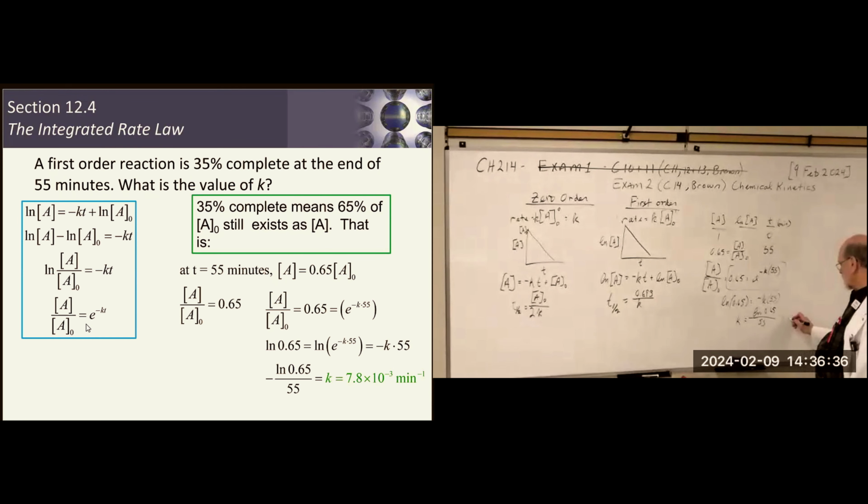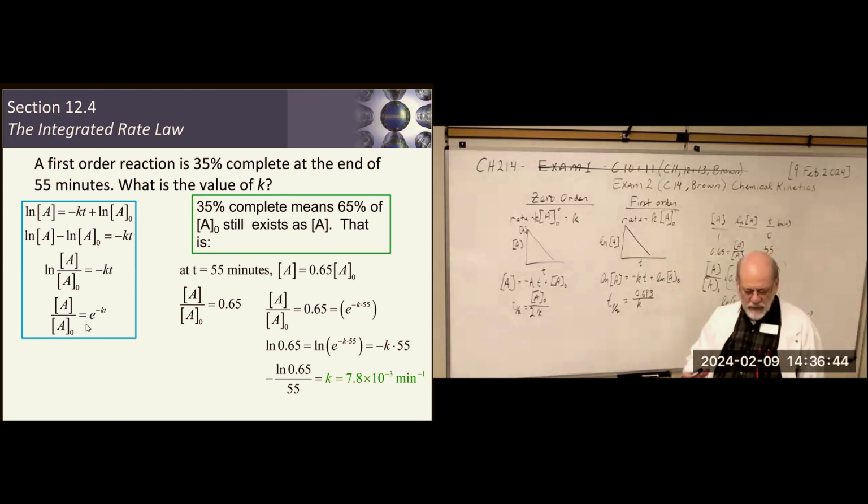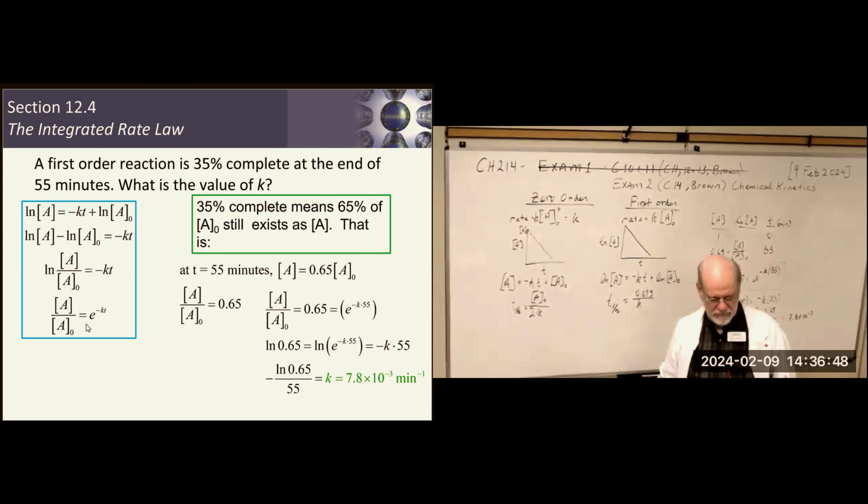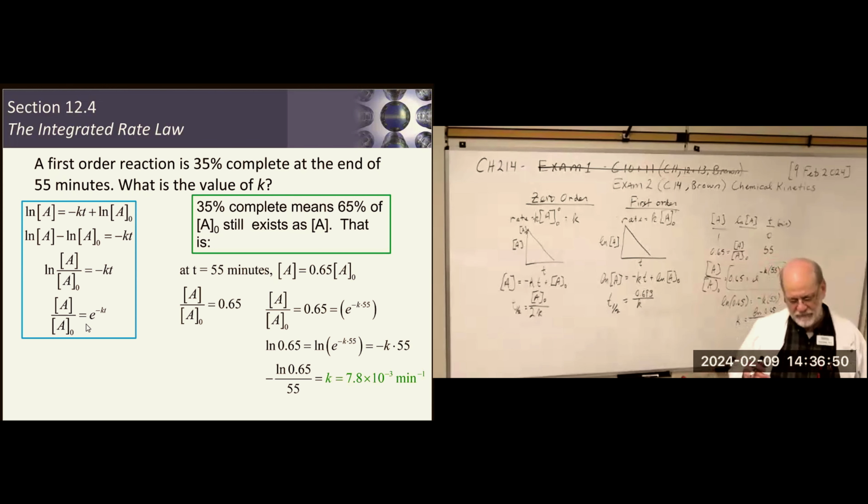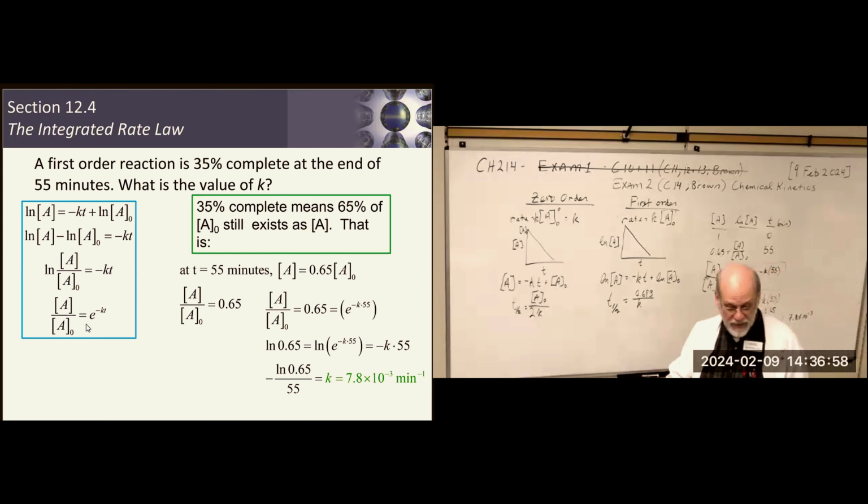K equals 7.8 times 10 to the minus 3. Now, sometimes we can put units with it, sometimes the units don't matter. I mean, they matter, but they can be so complicated and complex that we generally just leave them off. And be careful about working with your equations.